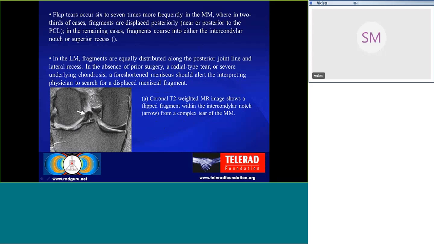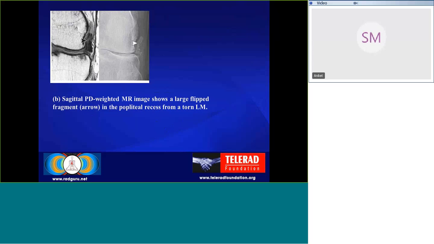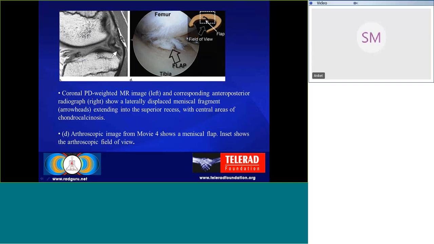Okay. Here the coronal weighted image shows a complex tear of the posterior horn of the meniscus with fragments which are displaced medially towards the intercondylar notch. So we can call it a complex tear with displacement of the fragments. So another image showing a large flipped fragment of the meniscus laterally. Okay, one more image showing a complex tear of the meniscus which is displaced posteriorly.